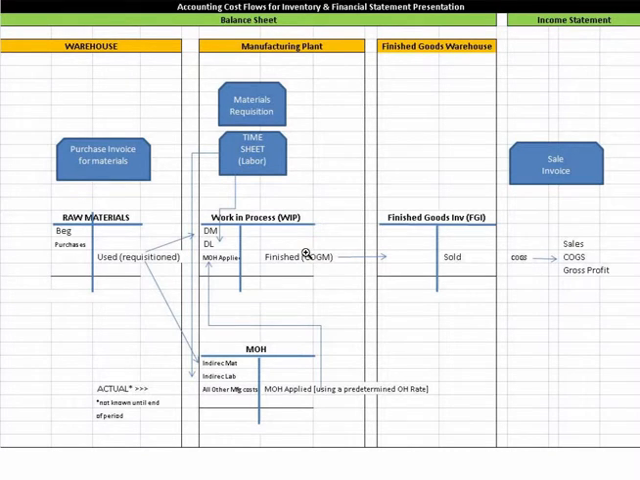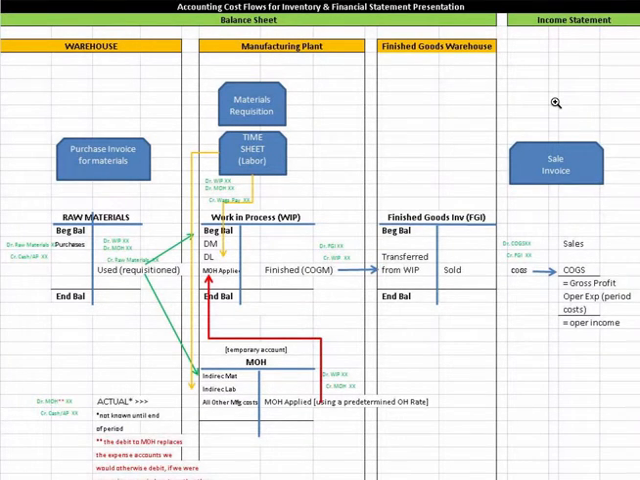Then I'm going to show you another version of the same graphic, but now I will overlay the actual journal entries. So this is what you see here. If you look at the purchases, you see debit raw materials, credit cash. As you requisition materials, direct materials move over to WIP with a debit to WIP and a credit to raw materials. Then the indirect portion goes to MOH.